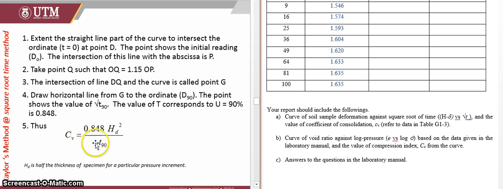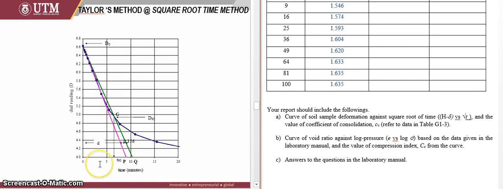So you can get the T90 value, and you also already know the height of drainage, which is the initial height divided by 2, because we have double drainage here. And finally you can get the coefficient of consolidation, or in simple layman's terms, the rate of consolidation, so how fast the consolidation occurs in the soil. So that finishes the first part. You get this graph and also the CV.